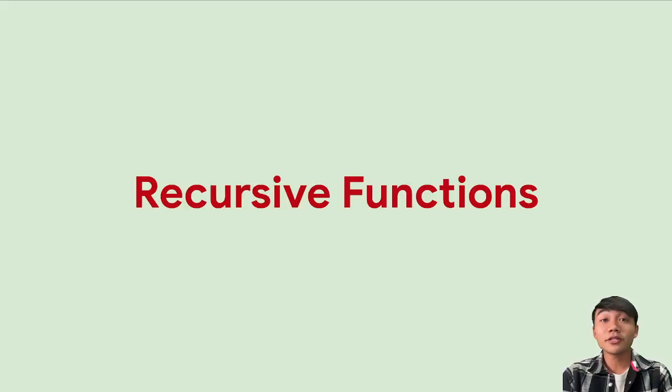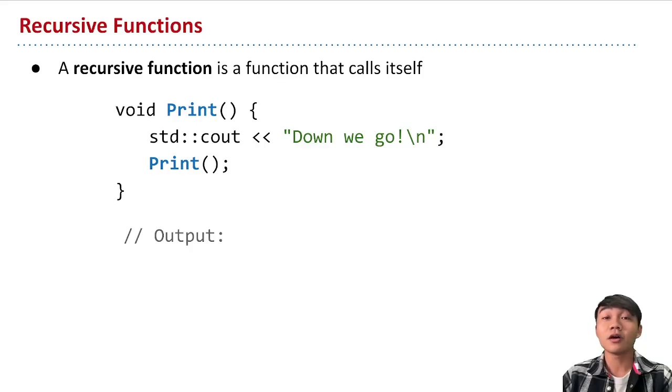So now that you've seen recursive objects, let's see how we can solve problems with recursive functions. A recursive function is a function that may call itself one or more times. As an example, we have this recursive print function here. If I were to call this function, it would print out "down we go," then it would call itself. So we call this the recursive call.